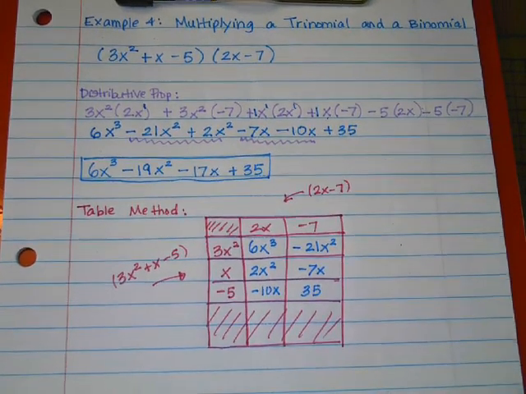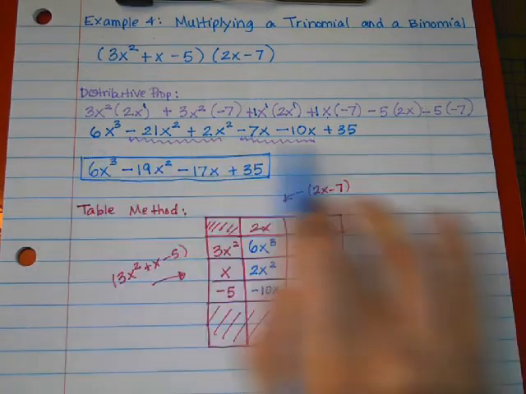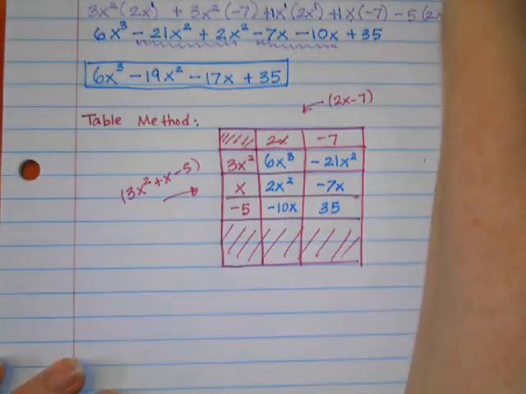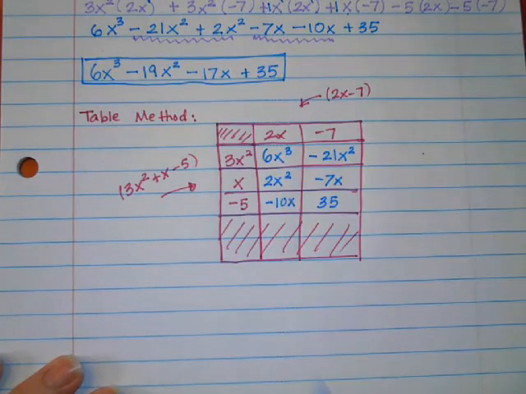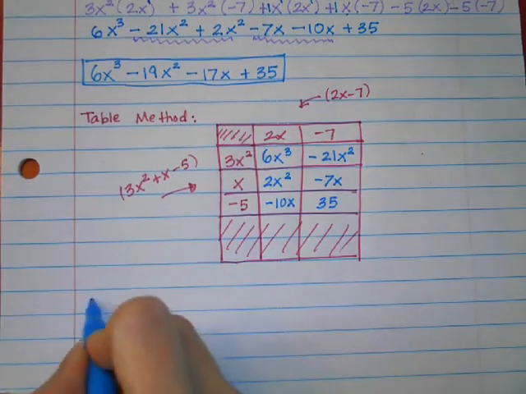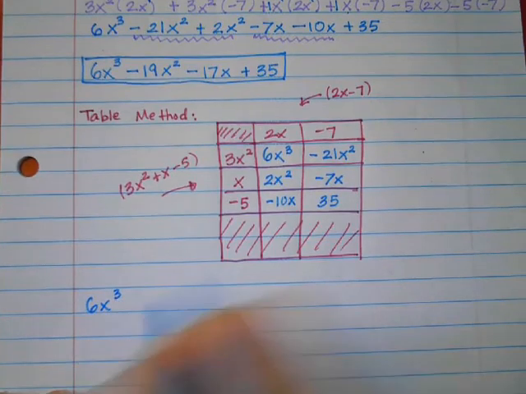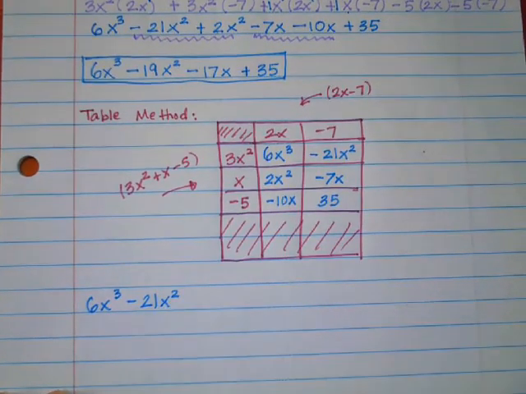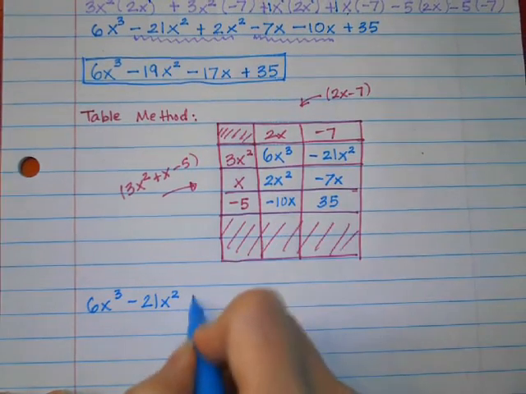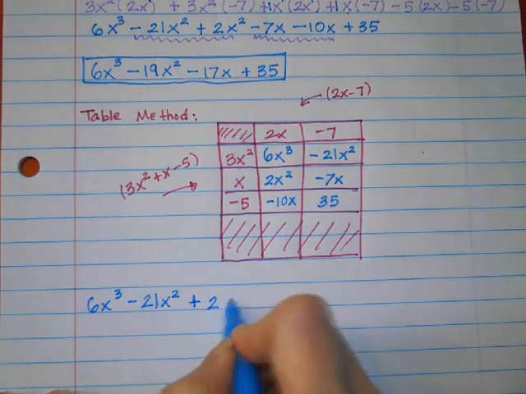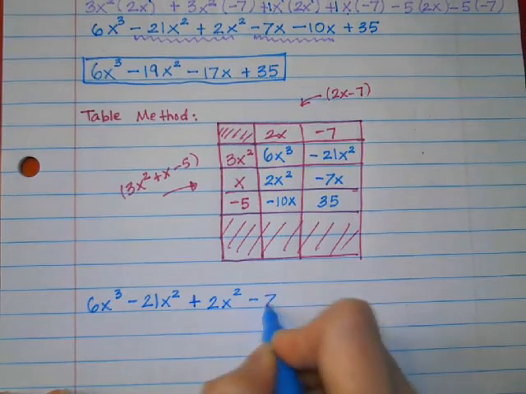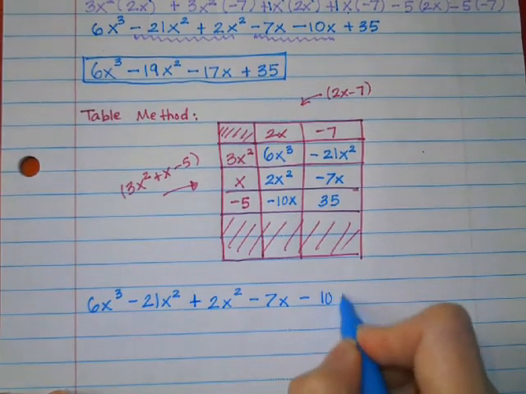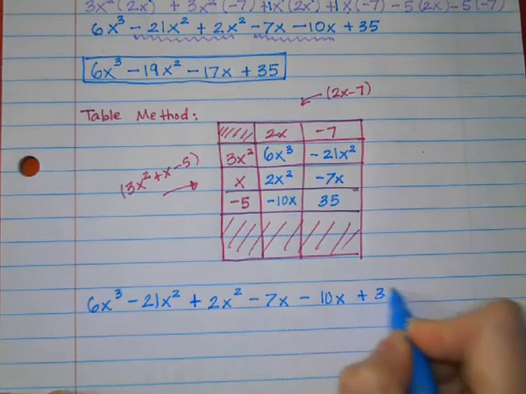So now this looks very similar to what we have up here in this step. So we're going to write everything out. So I'm going to bring this up just a smidge. I want to keep this blue answer in view though. We're going to write our first row, 6x cubed minus 21x squared. We're going to move to our second row. That's a positive, so plus 2x squared minus 7x. And we'll do our third row, minus 10x. And that's a positive, so plus 35.